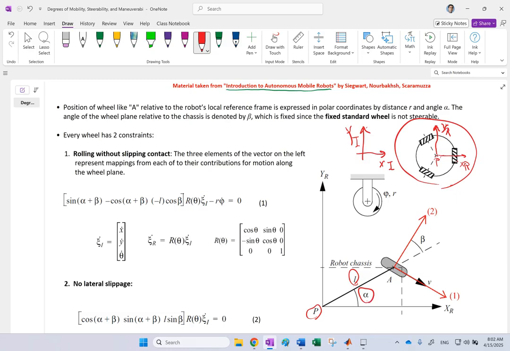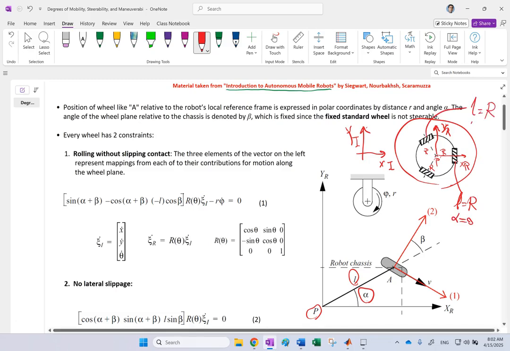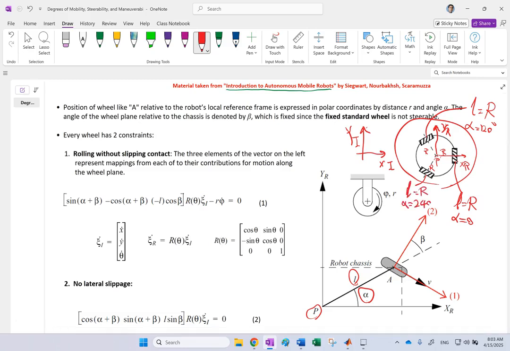For instance, in this case, for this wheel, if we call this radius R for all of them, right? Then L equals R, and for this wheel, alpha equals 0. Then for this one, L again equals R, but alpha equals like 120 degrees. For this one, again, L equals R and alpha equals 240 degrees. Okay, so we can use a pair of that.